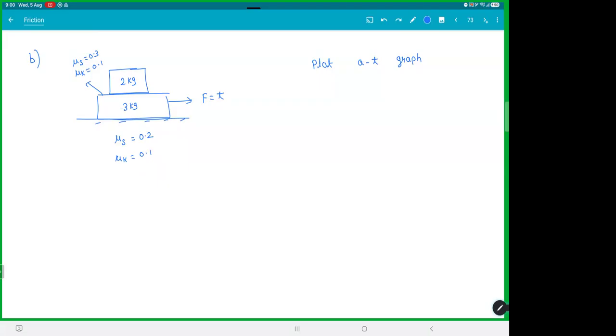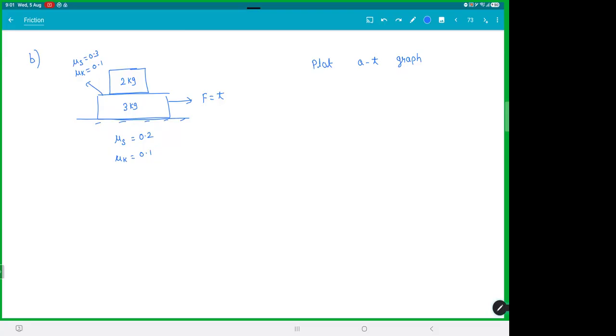So first you need to figure out up to what time they won't move. The friction on the ground is 10 newtons. Up to 10 newtons, nothing is going to move, so up to 10 seconds. Then what? From there, try to build it up. I'll give another 2-3 minutes, then I'll show. The graph is a little weird.